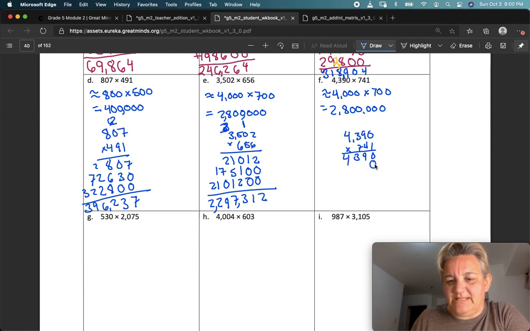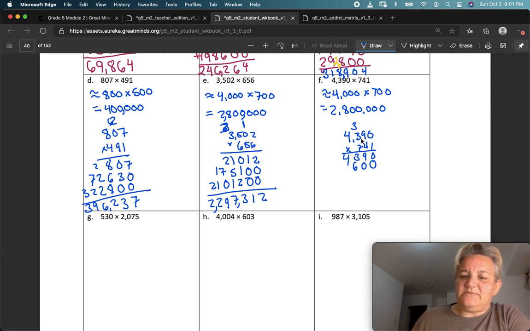The tens place, add a 0. 4 times 0 is 0. 4 times 9 is 36. Carry the 3. 4 times 3 is 12, 13, 14, 15. Carry the 1. 4 times 4 is 16, plus 1 is 17.